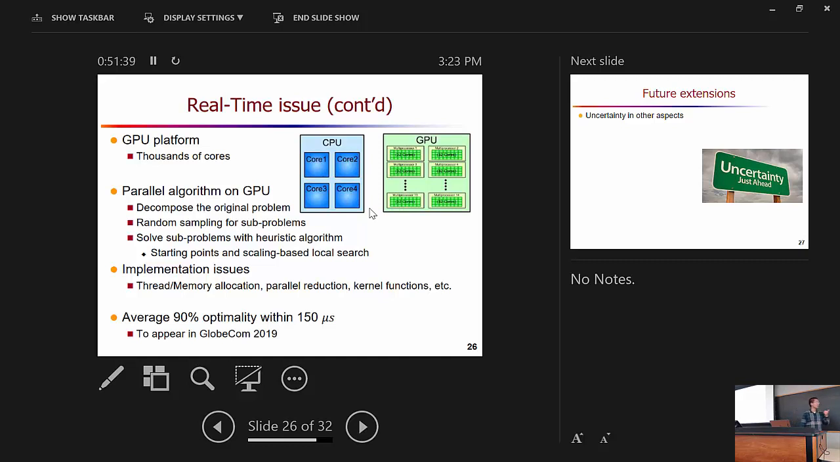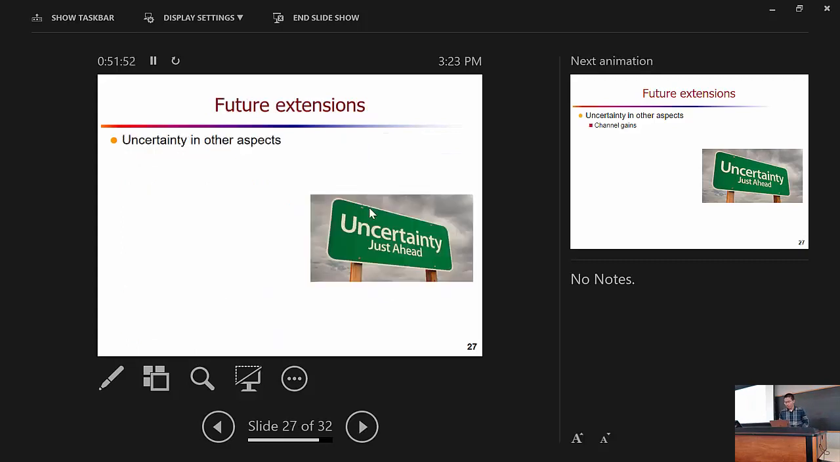Actually, if you look at our group, we have done our own GPU work to reduce the computation. Alright. So this is the current status of where this is going. And the last page I want to show you is some future extensions.